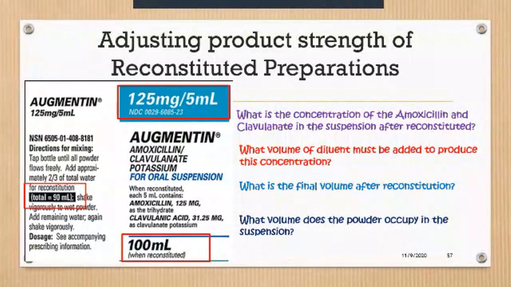We need 90 mL of purified water. What is the final volume after reconstitution? It's 100 mL. And what volume does the powder occupy in the suspension? Now, while we can get the first three answers from the label, we are going to have to determine the volume that the powder is occupying in the suspension once it's reconstituted. Notice we only add 90 mL, but we end up with 100 mL. So what do you think the volume of the powder is that it will occupy in the suspension?